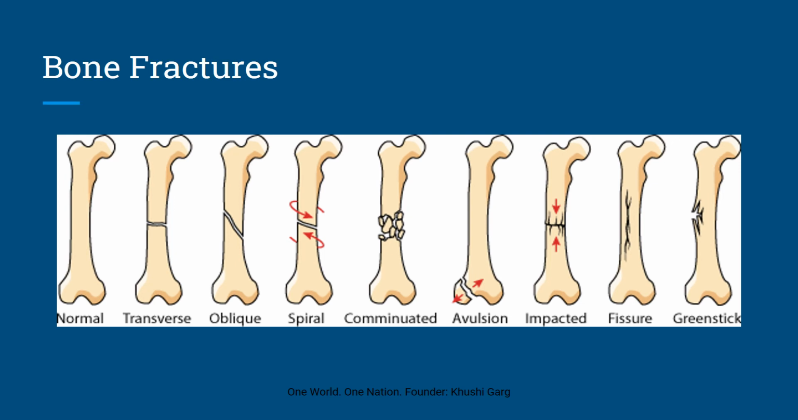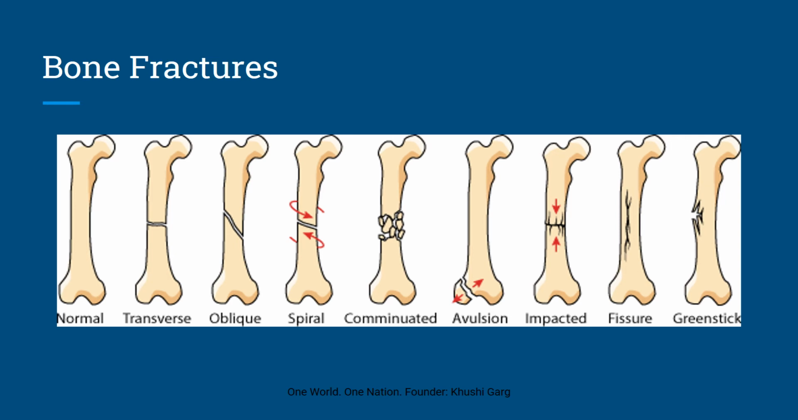Okay, so the next one is the oblique bone fracture. Instead of having a horizontal line going through the bone, there's a diagonal line, and this is when the bone is basically cut, damaged or broken along a diagonal line.